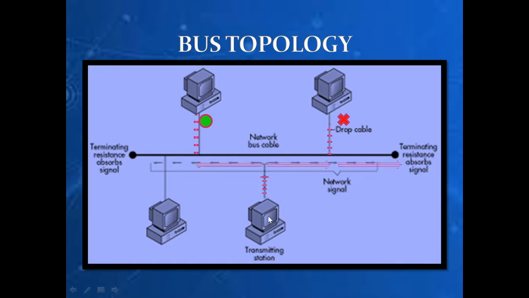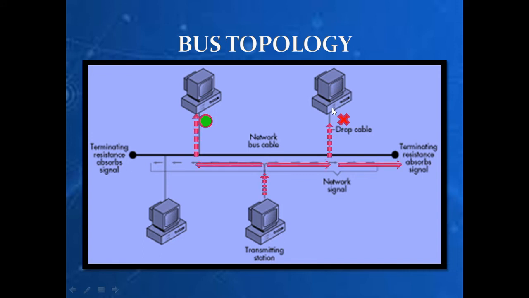So suppose this is the transmitting station, and it wants to transmit data to this particular computer. It will send the data and the data will be transmitted in both directions, in the left direction as well as in the right direction. Now the data will move to this computer also, and to this computer also. But since the data always has its destination address, this computer will check that the destination address does not match, so the data will not be accepted. Here the data will match this computer's destination address, so the data will be accepted by this computer.